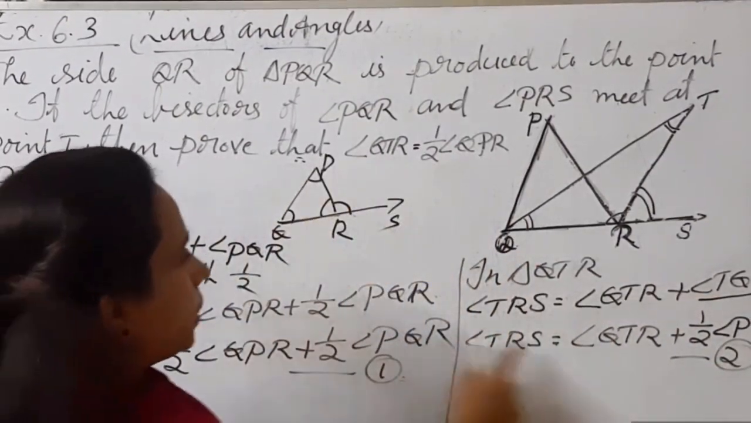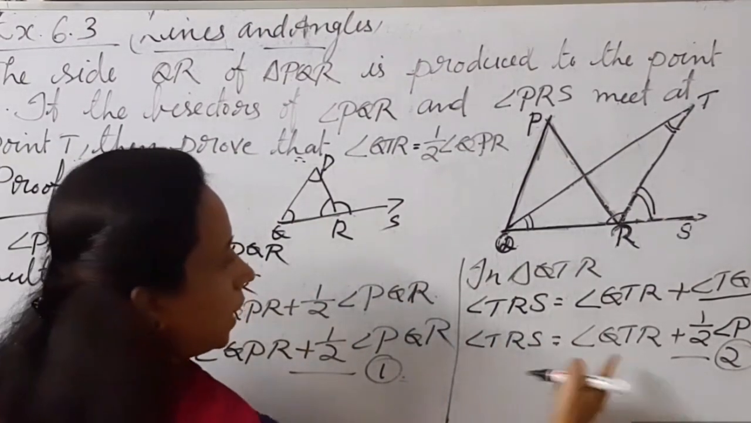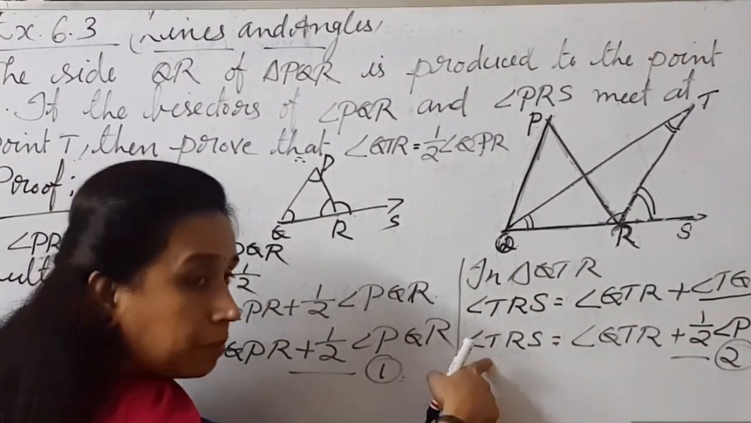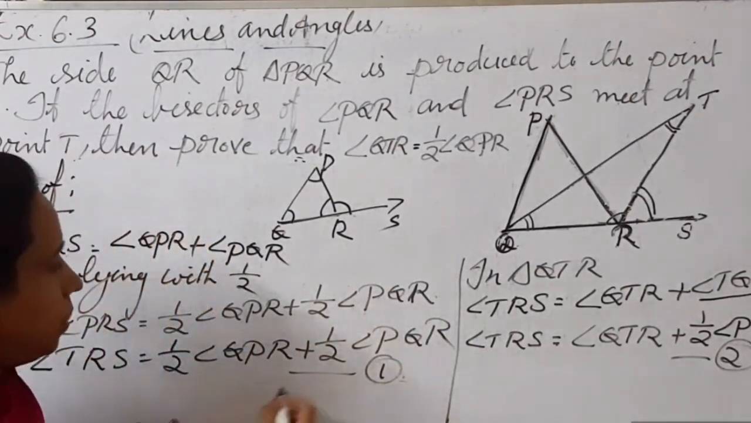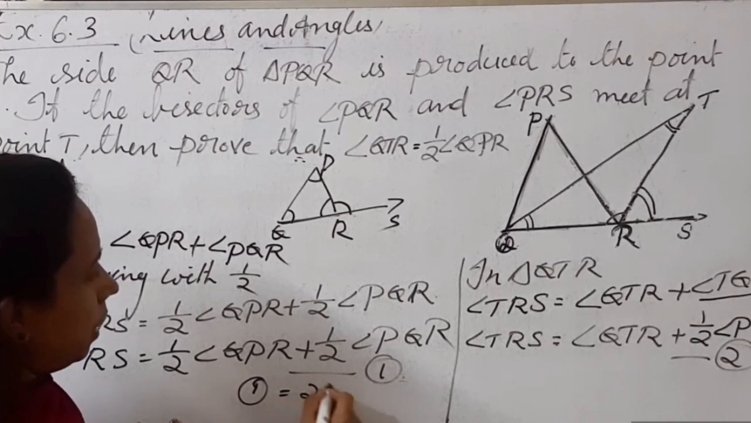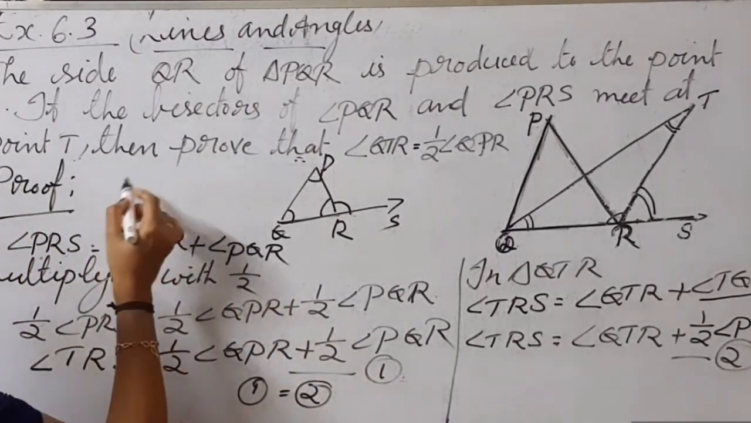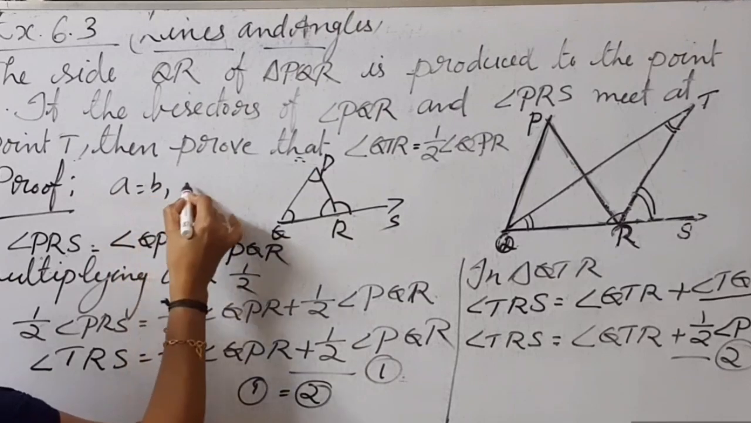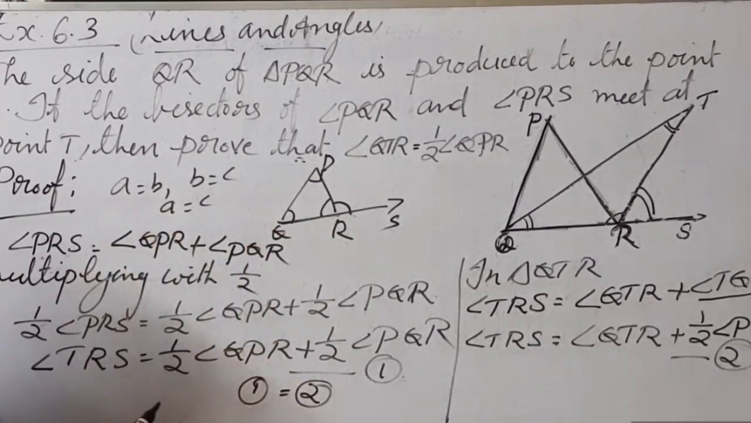Now, you can see equation 1 and equation 2. What is given on the left hand side? Angle TRS. Okay. And from equation 2, what is given on the left hand side? The same angle TRS. So we can connect 1 and 2. 1 must be equal to 2. Because you know that if A is equal to B and B is equal to C, we can write A is equal to C. Isn't it?